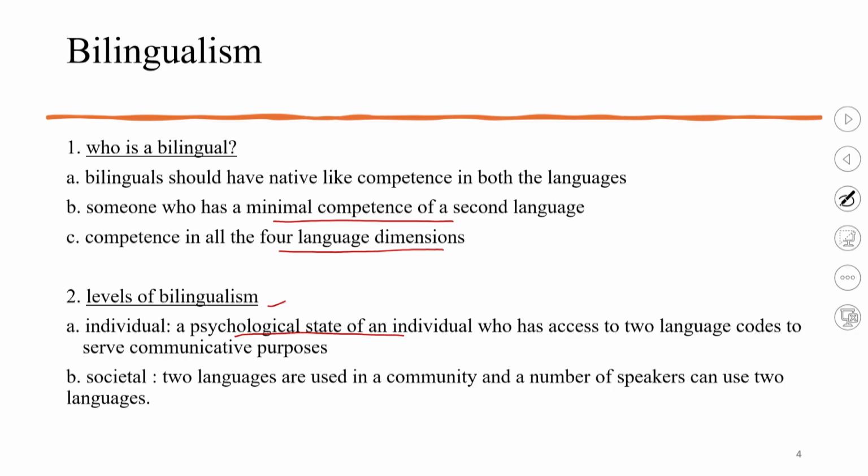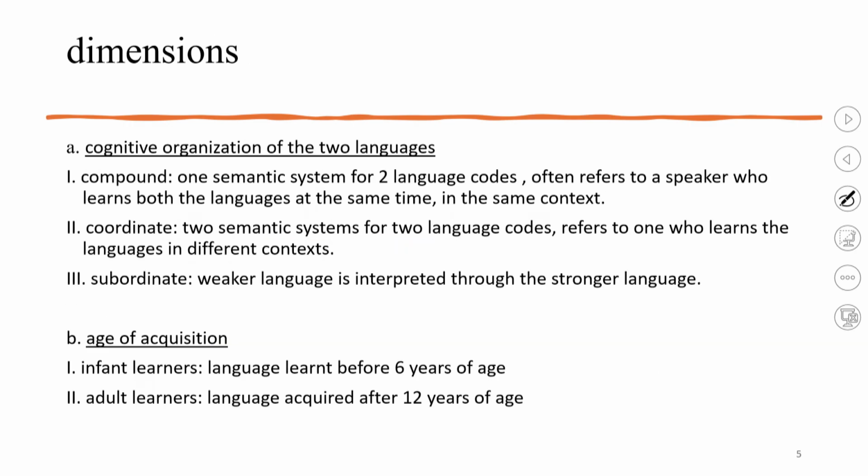Individual bilingualism is when an individual is bilingual, which means that he or she has access to 2 different language codes. Societal, as the name suggests, means 2 languages are used in a community. The entire community uses more than 1 language, and a large number of speakers can use both. And then there are multiple dimensions within which we understand, discuss and study bilingualism. We will discuss 6 of them. First, cognitive organization of the 2 languages. Once you have learned 2 languages, how are they organized in your mind? Cognitively, what is the structure? Depending on that, we have 3-way divisions of compound, coordinate and subordinate bilingualism.